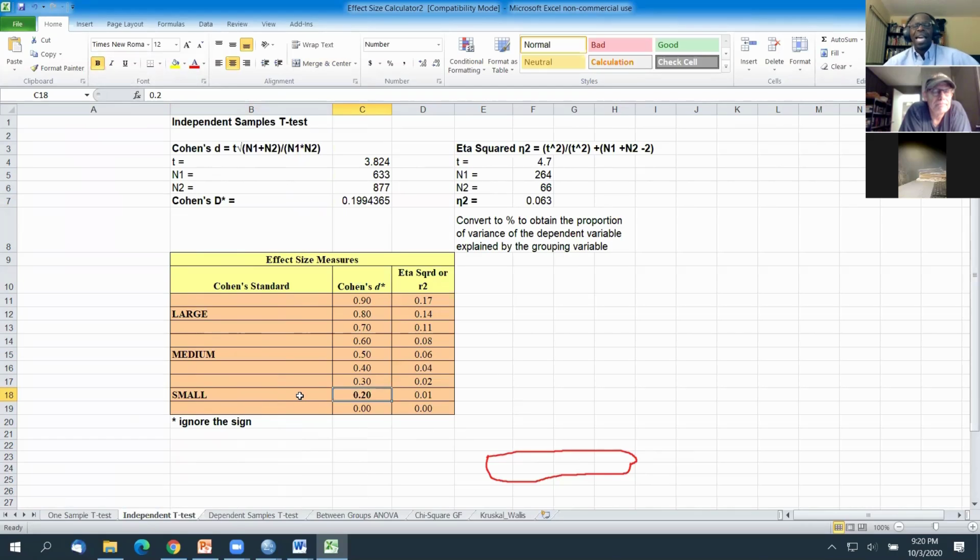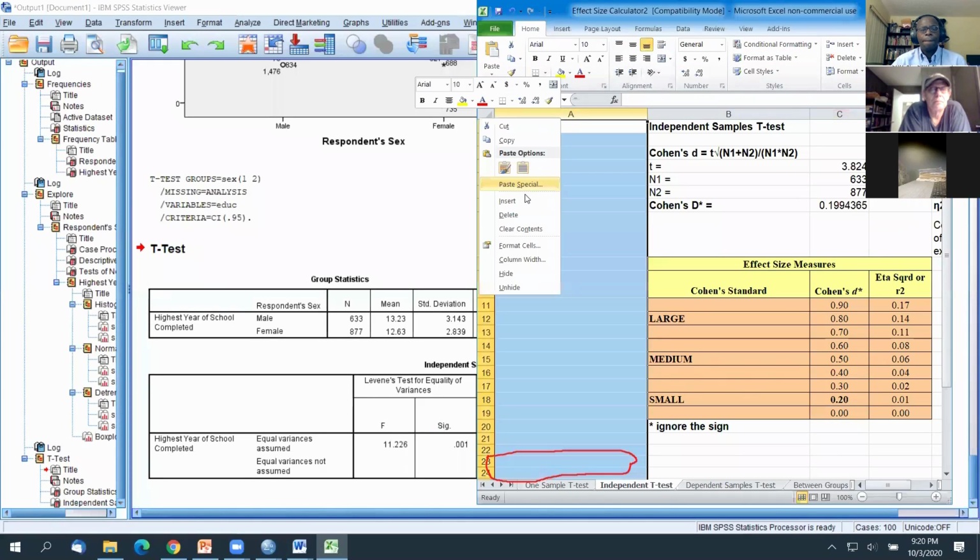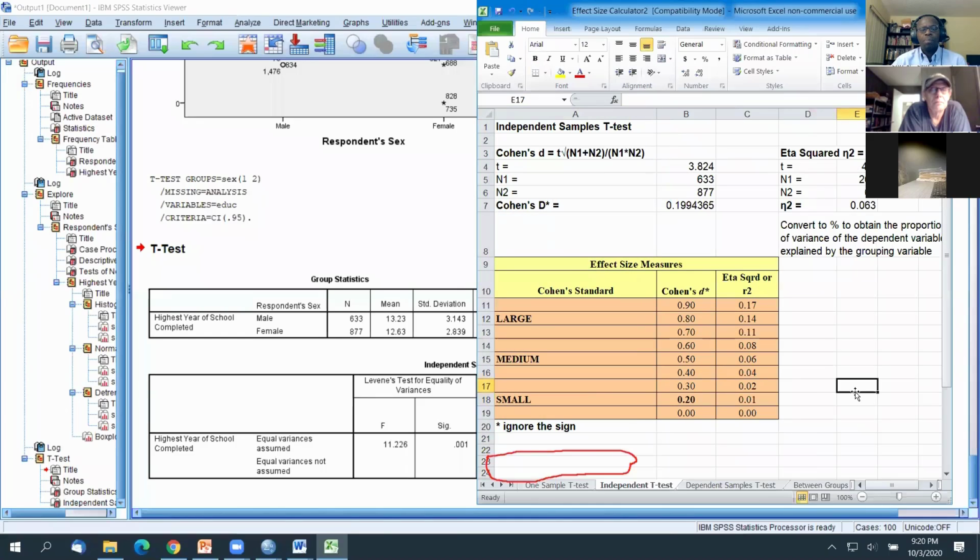So that means that the magnitude of the difference between 13.23 and 12.63 is small. Okay, the magnitude of the difference, and we see that right there. That's a pretty small difference between the two scores.